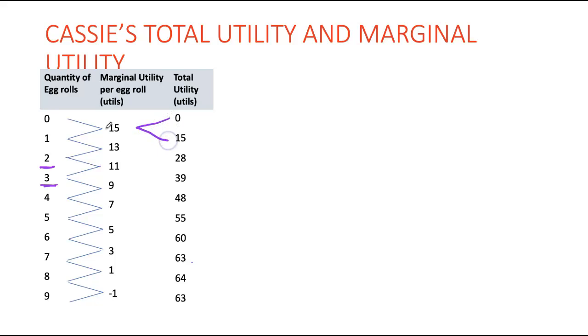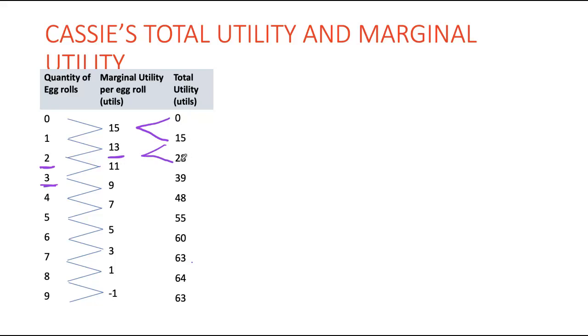So as consumption rises from 0 to 1, marginal utility is 15 because the increase in total utility is of 15 utils. As consumption rises from 1 to 2, the increase in total utility is of 13. So that's your marginal utility from the second egg roll, and so on and so forth. So if one of them is given, you can always calculate the other one.